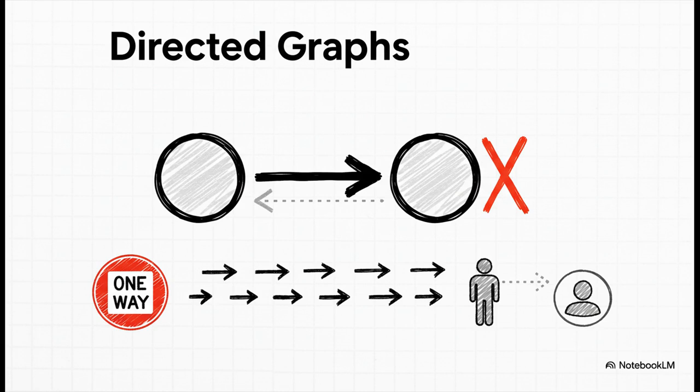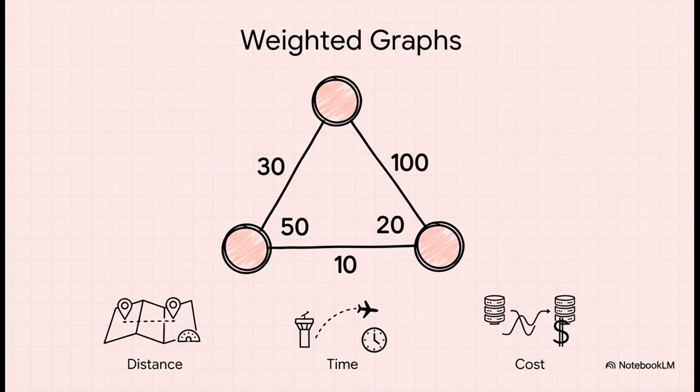That's a directed connection. And for our final flavor, we add another layer of really useful information with weighted graphs. In this case, every single edge has a number attached to it, a weight. And this weight can represent just about anything you want. It could be the distance in miles between two cities, the time it takes to fly between two airports, or maybe the cost of sending data over a network cable. This adds a crucial dimension of cost or effort to our network.